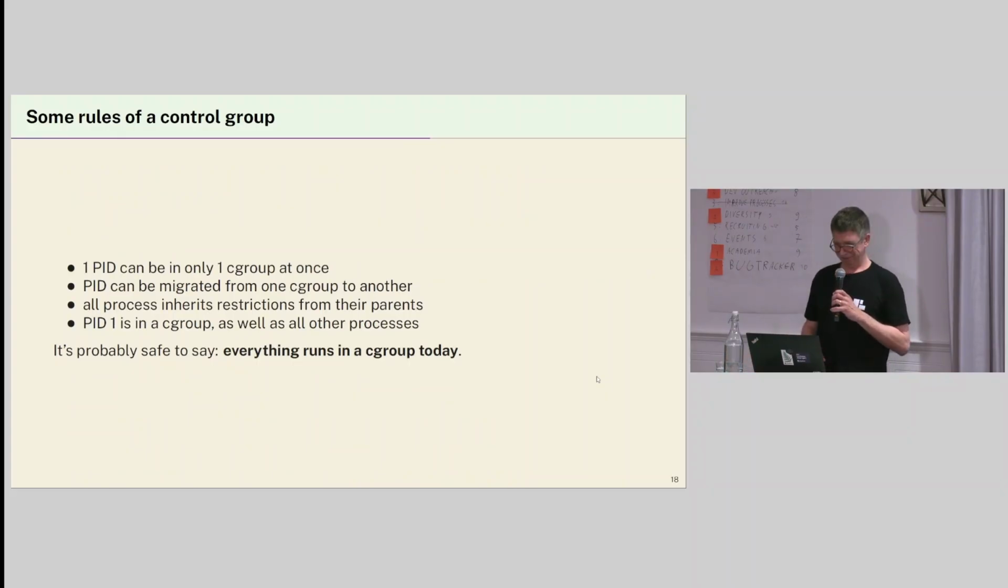So, some rules of control group. One PID can be in only one cgroup at a time, okay? And only one PID can be migrated at a time because we use the write system call, and the write system call has just one single result, success or error, so we can pass only one PID, so we know if it works or not. All processes inherit restrictions from the parents. They do not inherit everything, but if you limit a parent to 10 gigabytes of memory, the children won't get more than 10 gigabytes of memory, okay? So everything runs in a cgroup today.